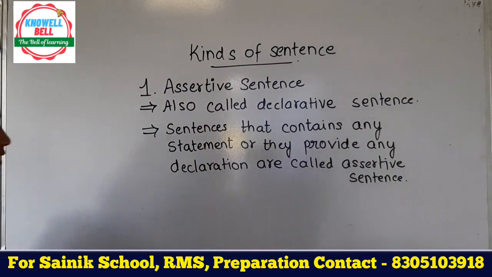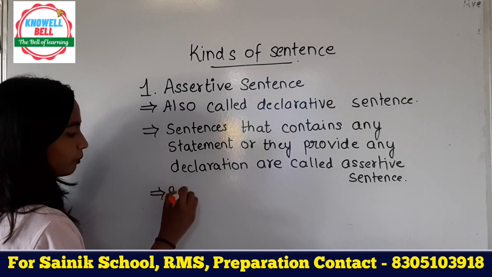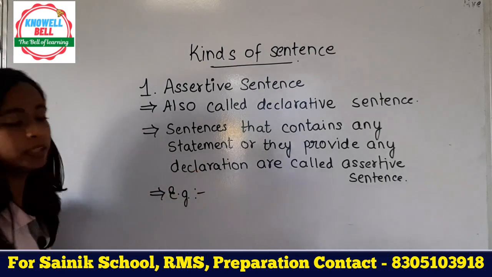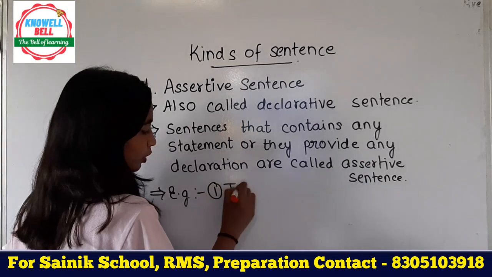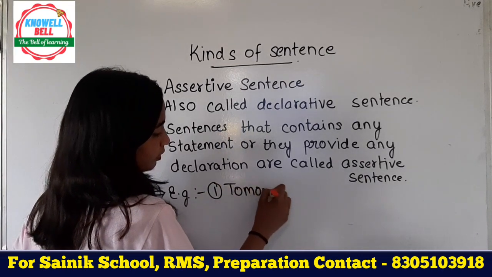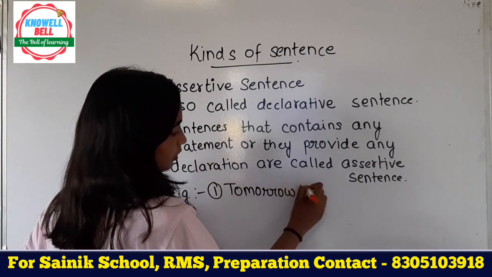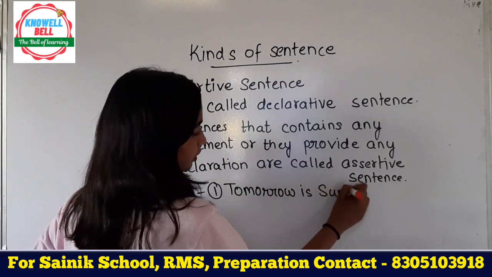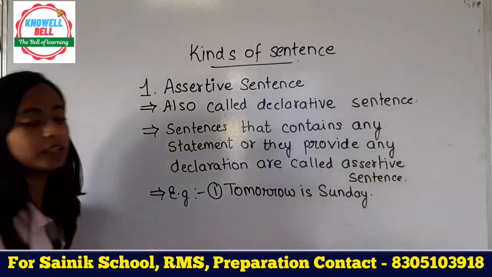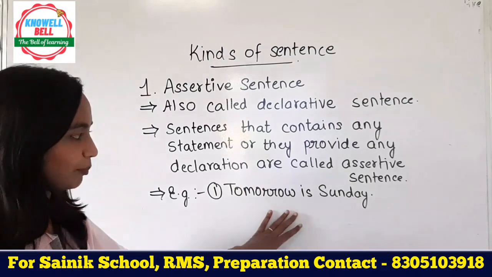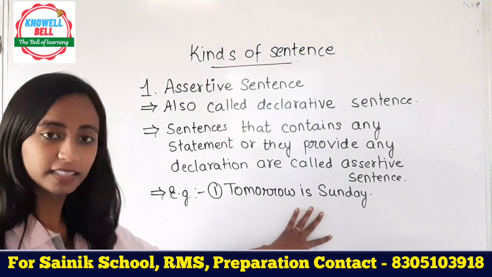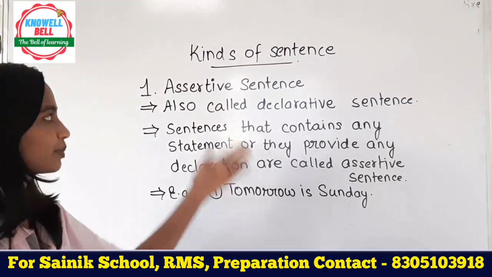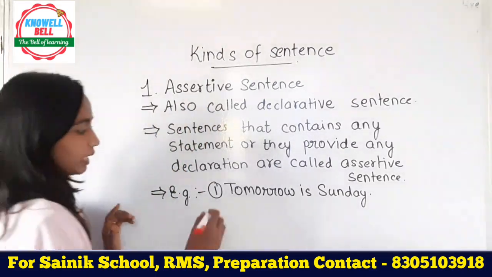Now we will look into the examples. So examples, like I said, the first example, tomorrow is Sunday. Simple, एक statement है, you made a statement, okay, and it contains a declaration that tomorrow is a Sunday. So this simple sentence is going to be an assertive sentence.